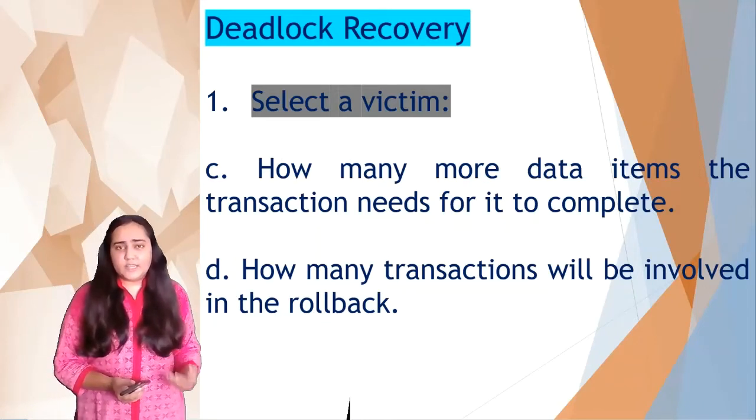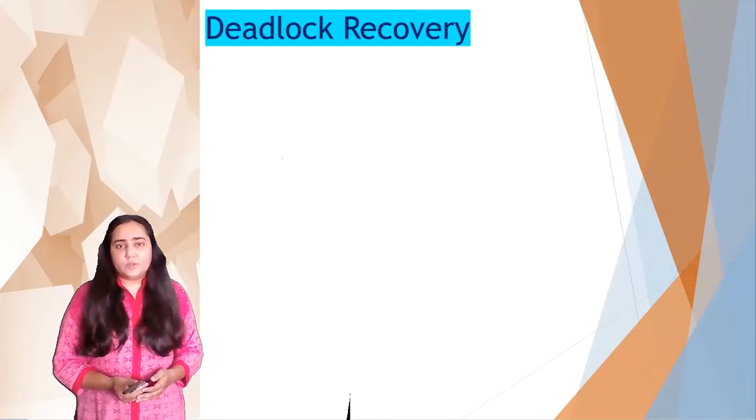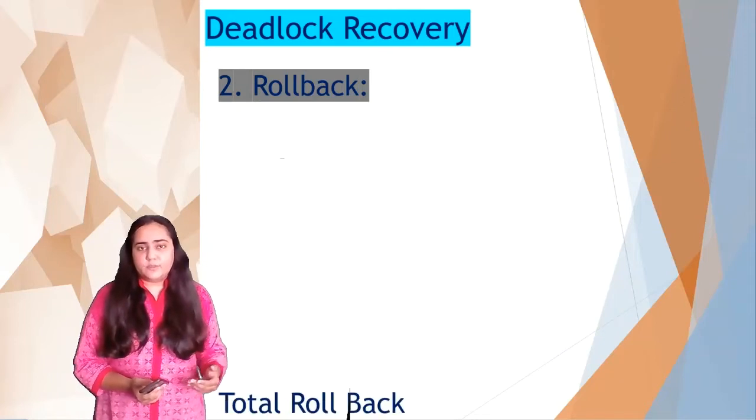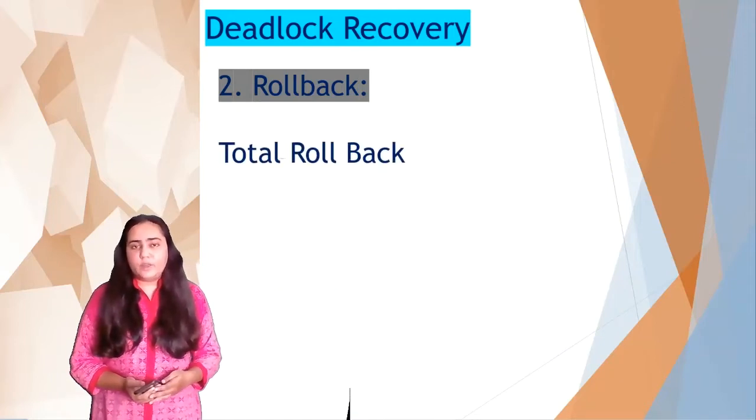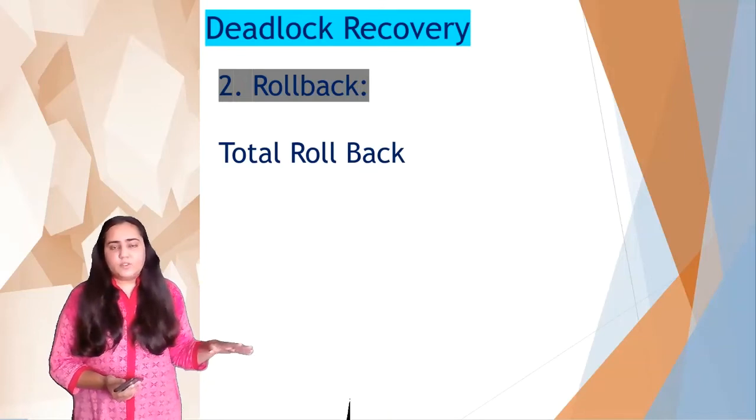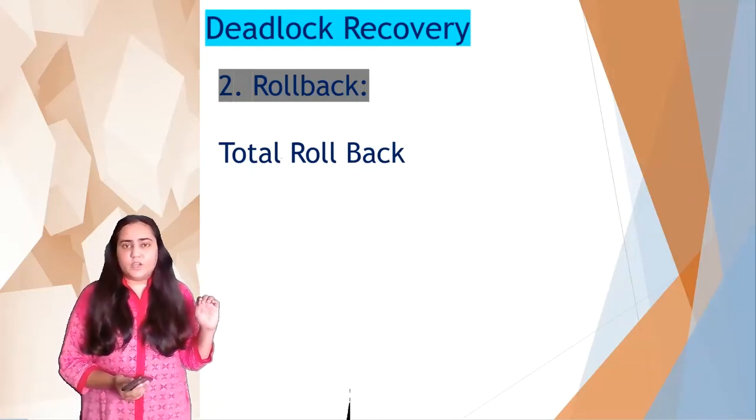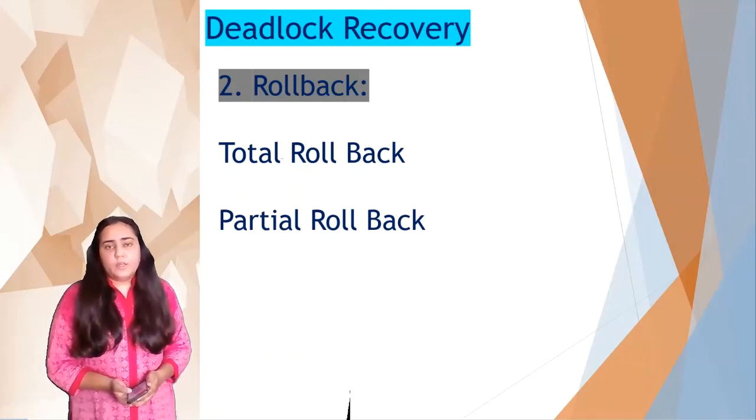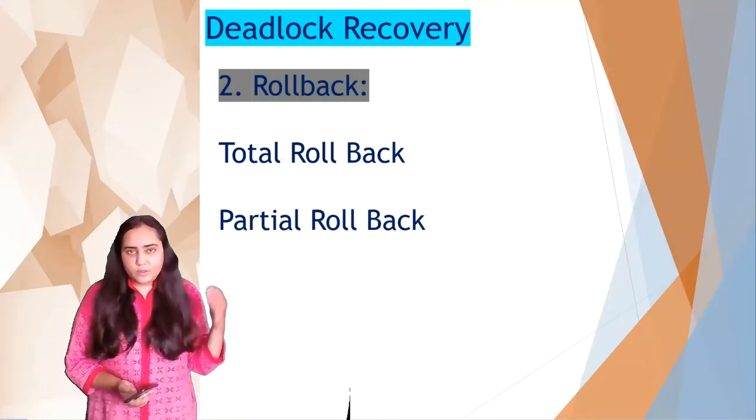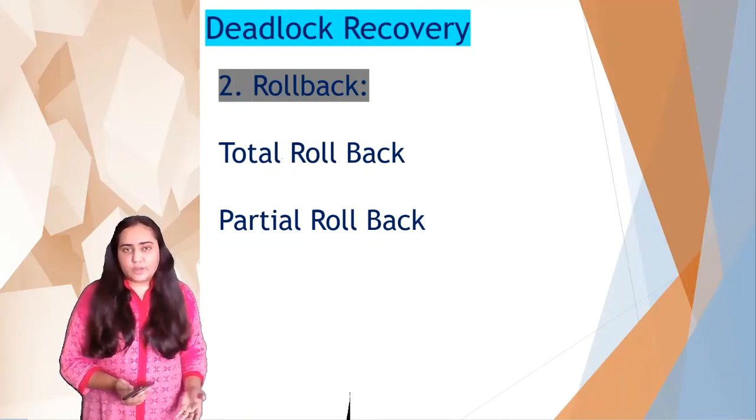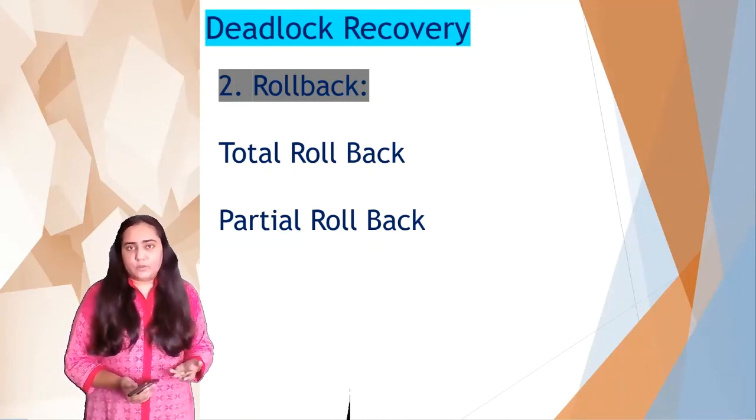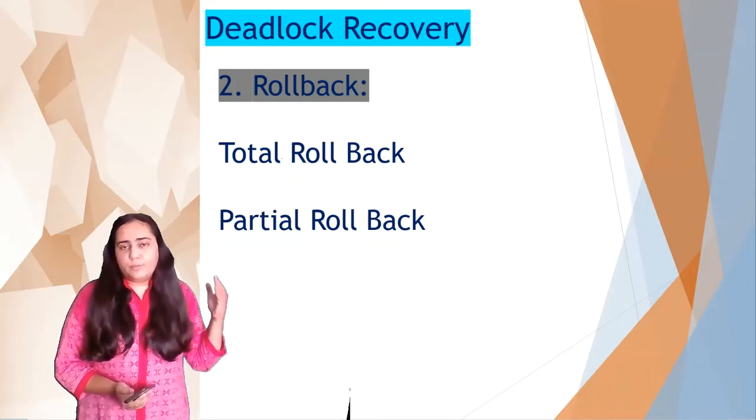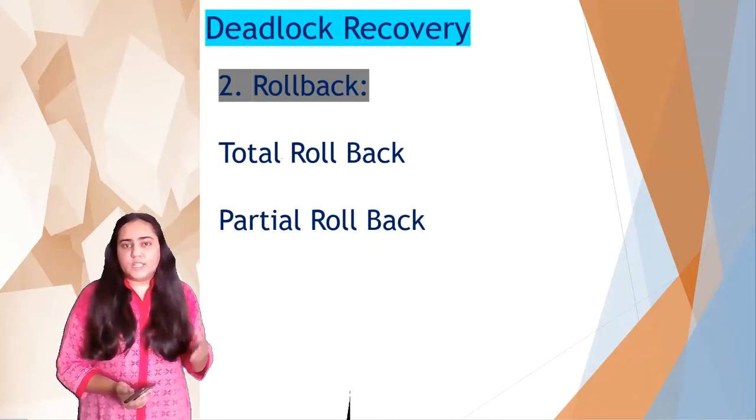Now, once the victim is selected, the next thing that you need to do is to roll back. So rollbacks are of two types. One is a total rollback where you just stop the transaction completely and start right at the beginning. Another one is a partial rollback. So if you do not want all the work done by the transaction to be destroyed, you can perform a partial rollback wherein you can roll back a transaction only up to a point which resolves the deadlock.